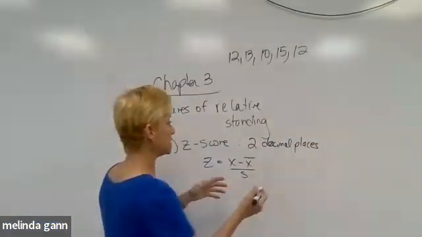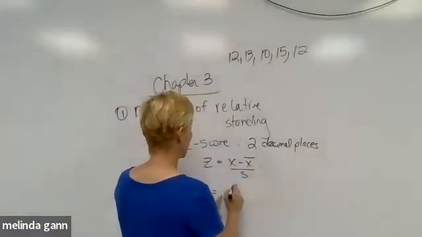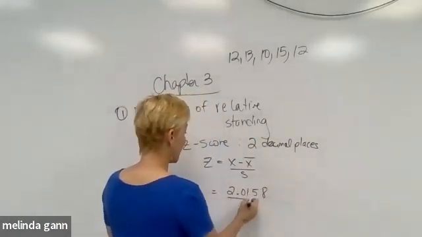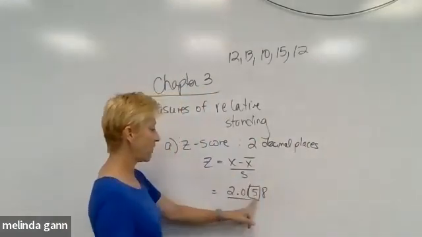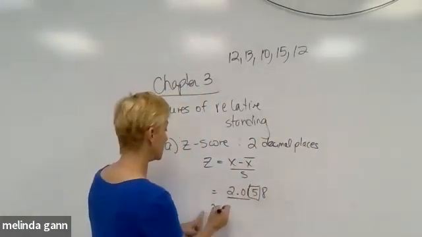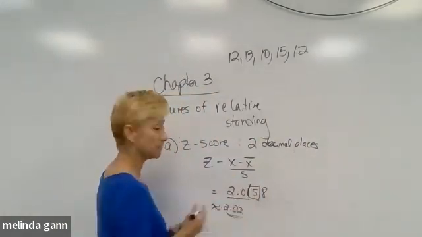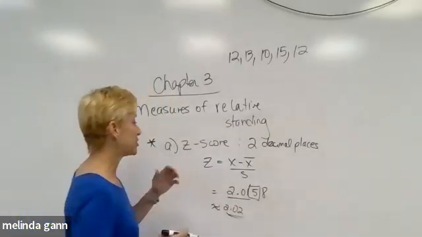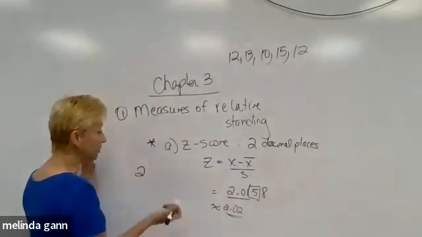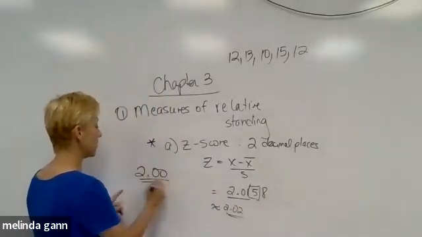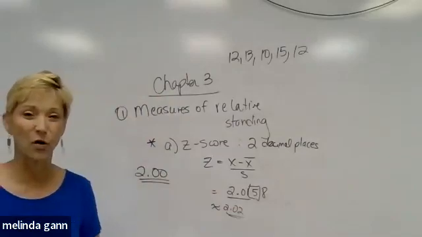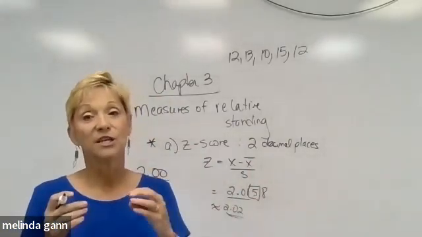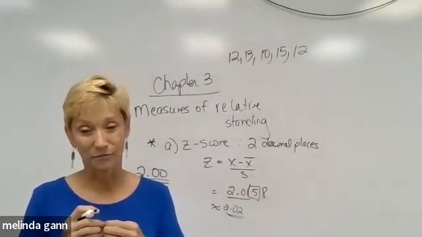So if it came out to be something like 2.015 whatever, since this number is 5 or bigger, you would round it to 2.02. Okay, so I want 2 decimal places on z-score. So if they come out to be exactly 2, then you would tell me 2.00. Okay, so z-scores are rounded to the hundredths place. Okay, so make sure that you can do z-scores.